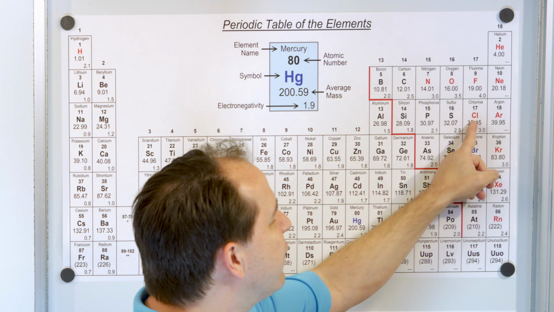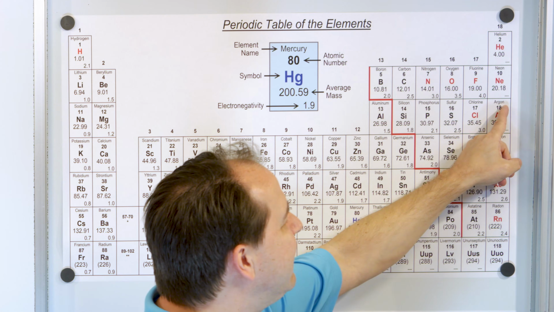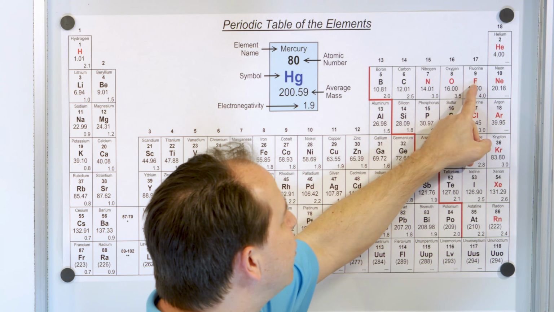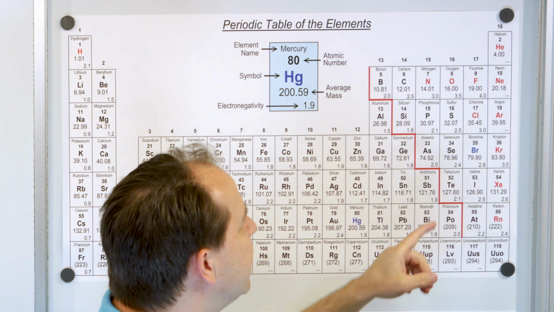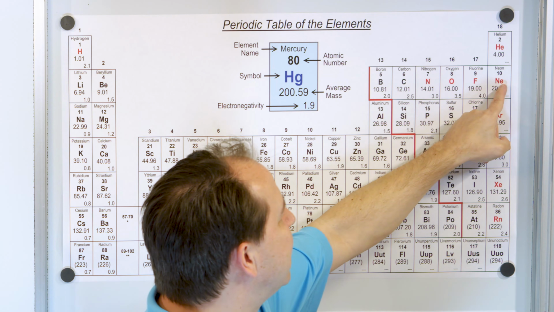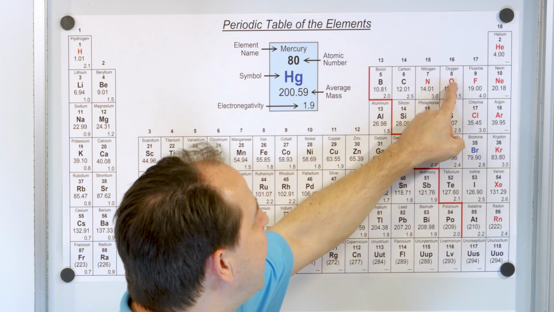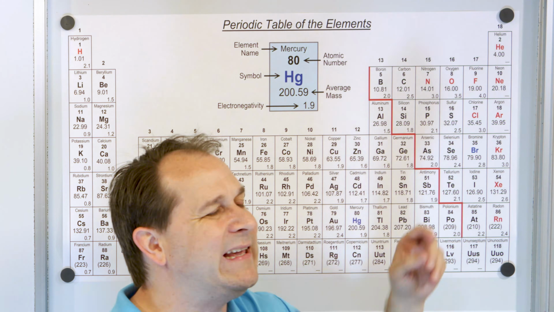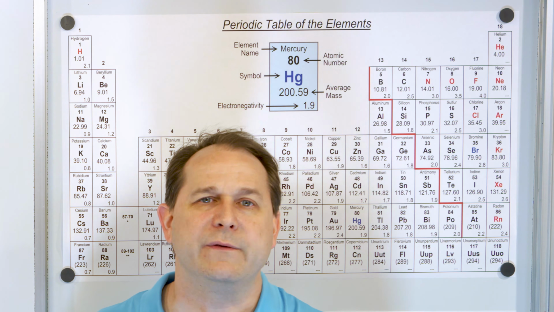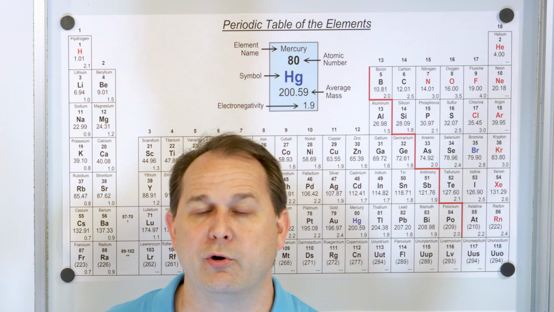So this chlorine is always going to try to gain an electron to have as many electrons as argon. The fluorine will try to gain an electron to look like neon. The oxygen will have to gain 2 electrons, and the nitrogen will have to gain 1, 2, 3 electrons to look like its nearest noble gas. So the elements are trying to look like their nearest noble gas neighbors.